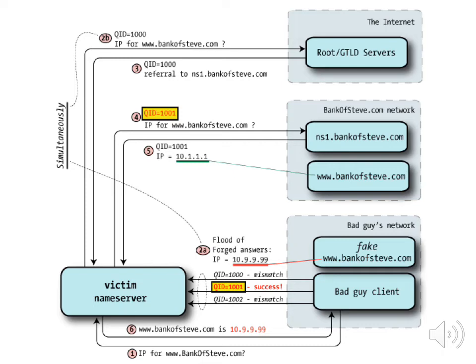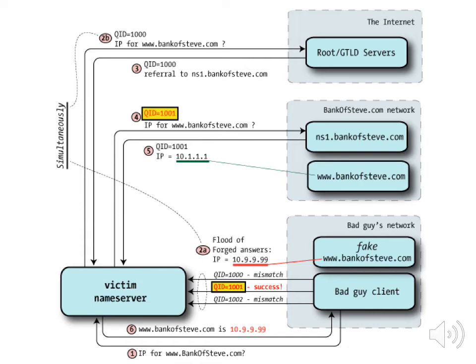So the bad guy client here will go to the victim name server, and it will ask what is the IP address for bankofsteve.com. The victim name server will then go query the top level root servers for .com, or it'll go query for bankofsteve.com with query ID 1000. The top level servers will respond with response 1000 with a referral to the Bank of Steve name server, ns1.bankofsteve.com.